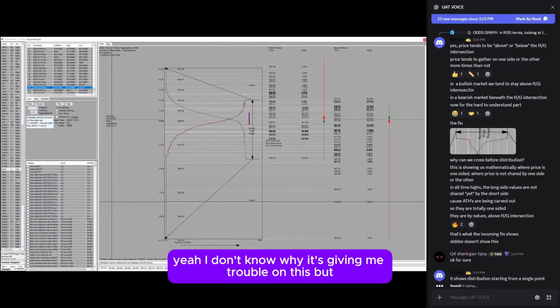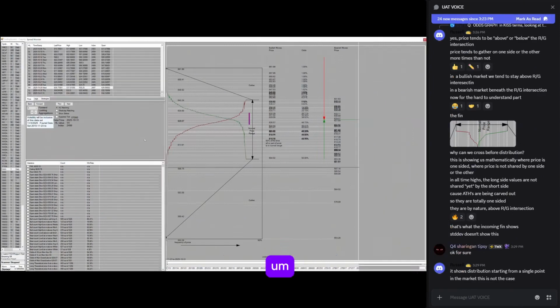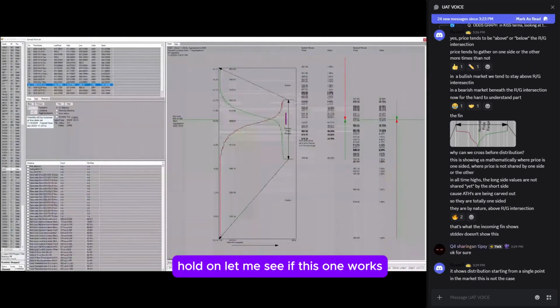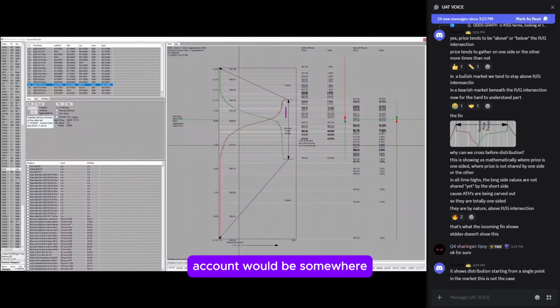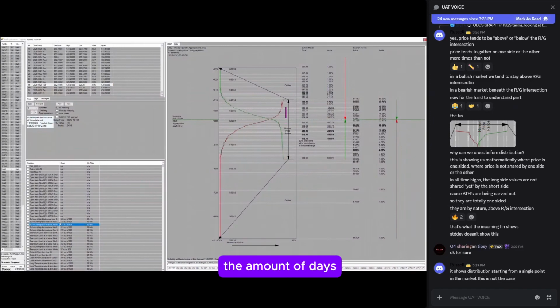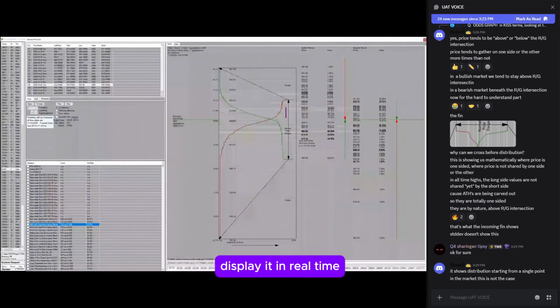Yeah, I don't know why it's giving me trouble on this, but basically, if we looked at this, hold on, let me see if this one works. No, it's not gonna work. Basically, if we looked at this, the count might be over 100, I don't know, but you increase the amount of days to load to get to that number. Hopefully that makes sense. Sorry, I can't display it in real time.